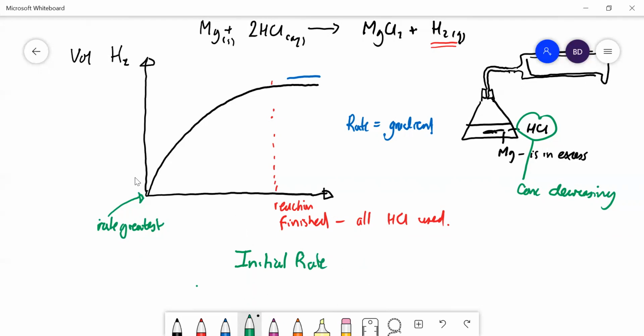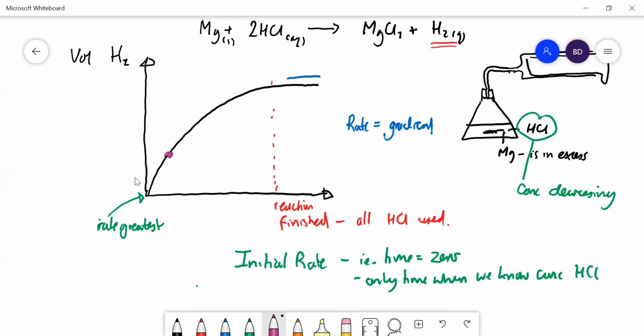Because we know as soon as the reaction starts going, the rate of reaction decreases. It's very important we want to know about the initial rate. Why is that? Because, i.e. time is equal to 0, it's the only time when we know the concentration of HCl. If we think about here, we don't know the concentration of HCl. Let's say we started off with a concentration of 2 mol per dm^3. We don't know what the concentration is here because some of it's been used up. We know it's less than 2 mol per dm^3, but we don't know what it is. The only time when we know the concentration is at time 0, before the reaction has actually started. So that's why we were interested in the initial rate, because we need to know the concentration then.